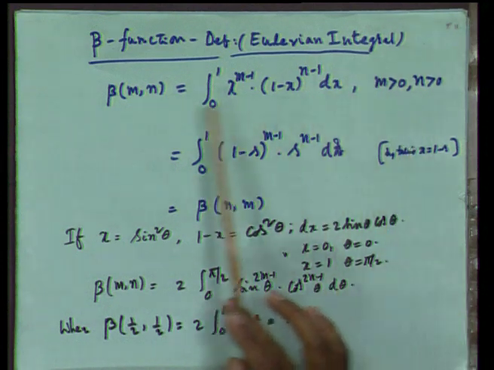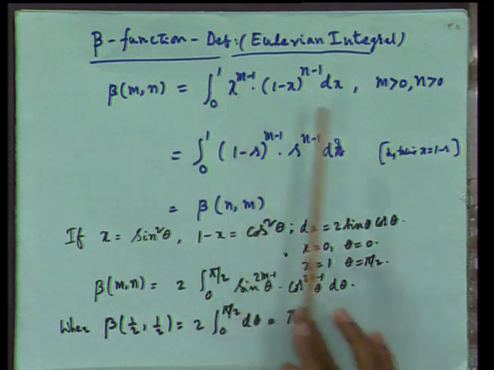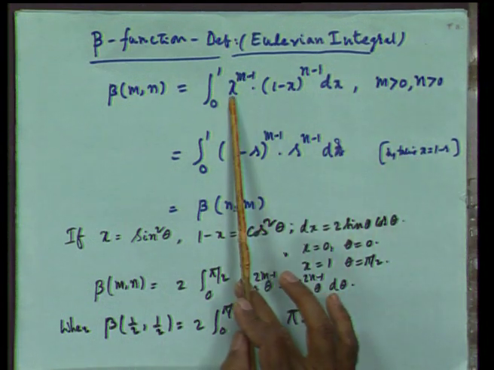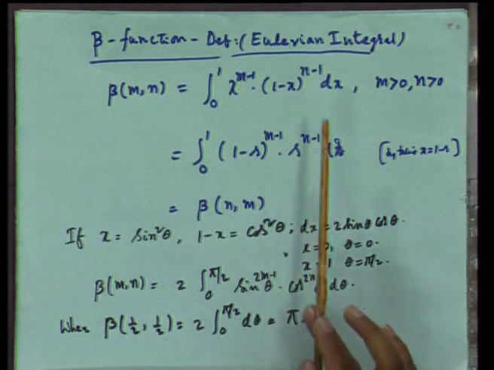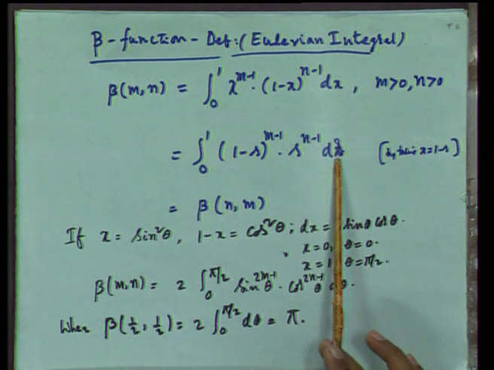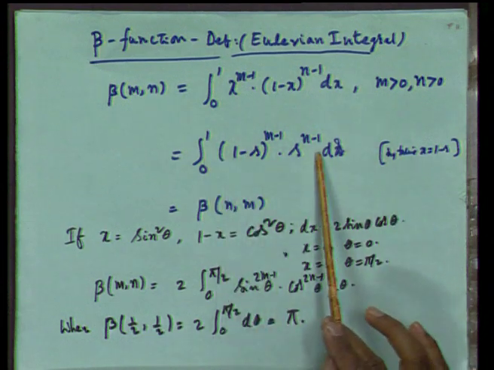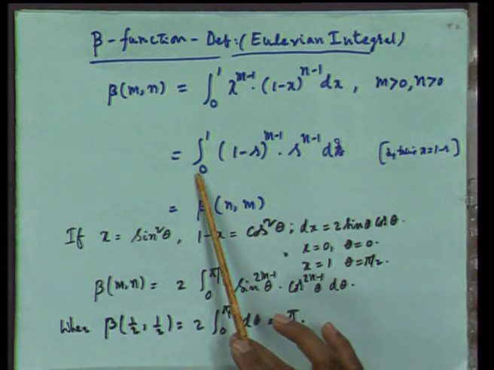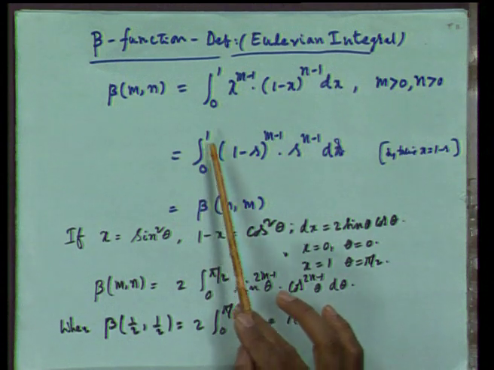Now, from this definition of the beta function, I will simply write x equal to 1 minus s. So, x is 1 minus s raised to the power of m minus 1, and 1 minus x will be equal to s raised to the power of n minus 1 into ds. Whereas, the integral is between 0 and 1, because there is 1 minus here, dx is equal to minus ds. The integral will be between 1 and 0, and that minus sign compensates the conversion of the integral into 0 to 1 again.